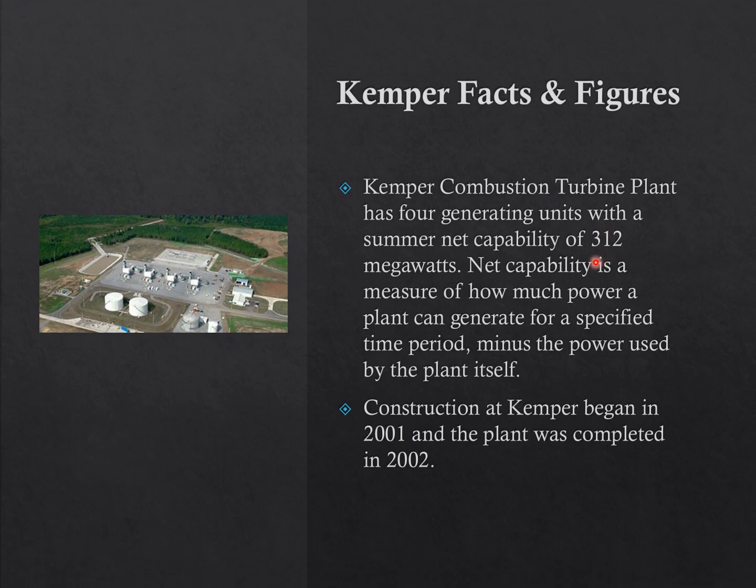So they produce about 312 megawatts. That's your capability, and they've got four generating units, electric generators, producing this many megawatts. So, net capability, just a definition. If you want to know what net capability is, you're going to subtract the power used by the plant itself.